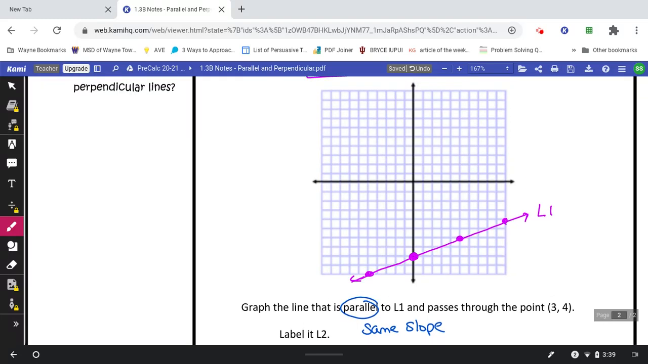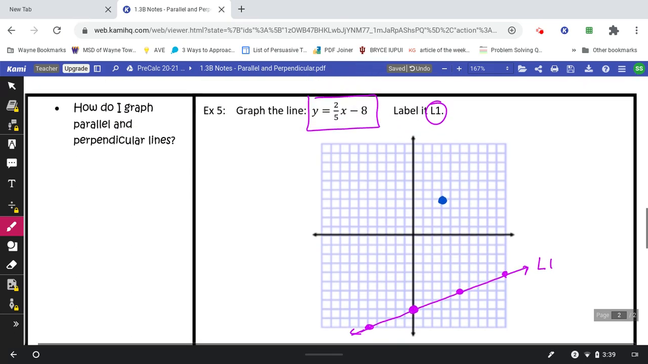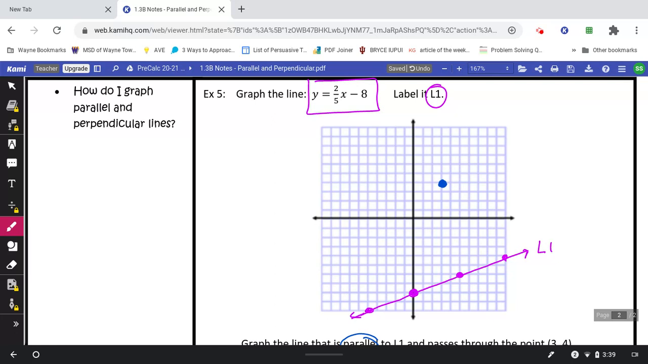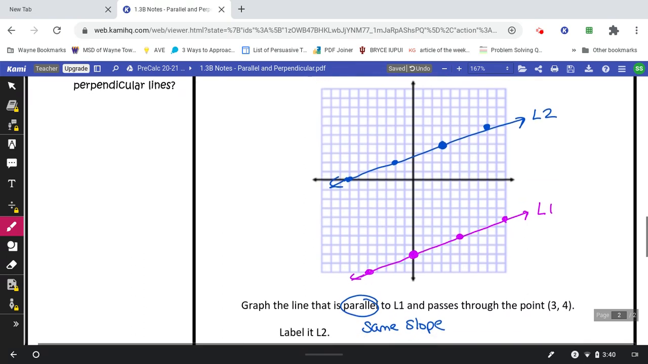If I plot the point 3, 4, right here, I can simply make the slope from that point. So you're going to go up 2 and over 5. Down 2, backwards 5. Just connect it like that. And we'll call that L2. So we didn't have to use the equation on that one. We just simply used the slope as well as that point. We just started at that point.